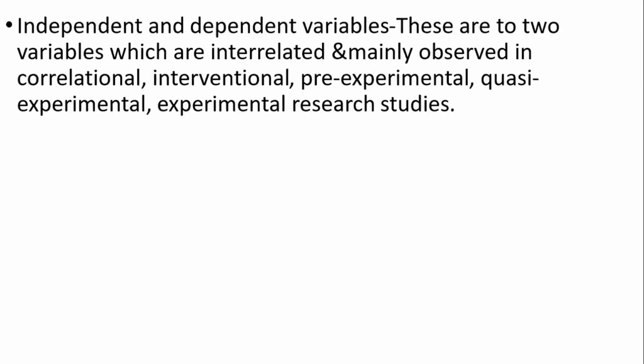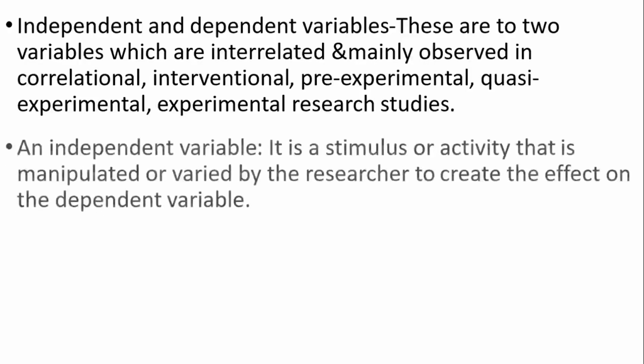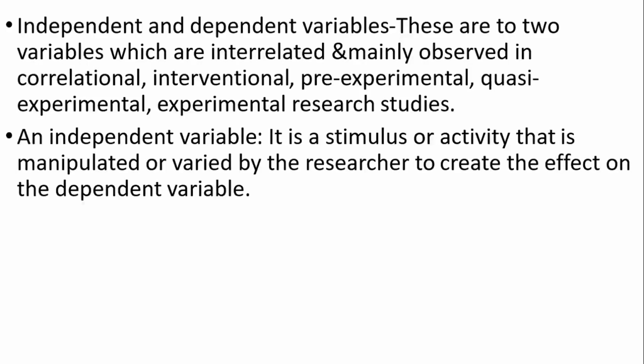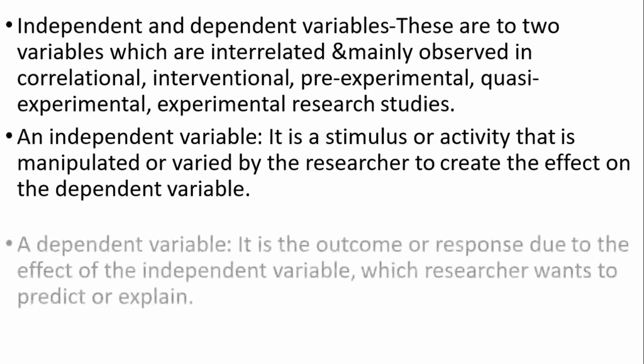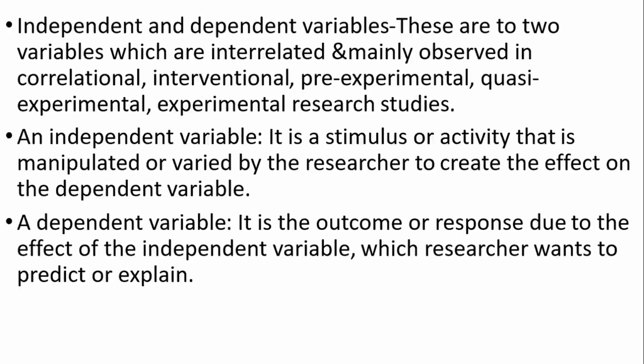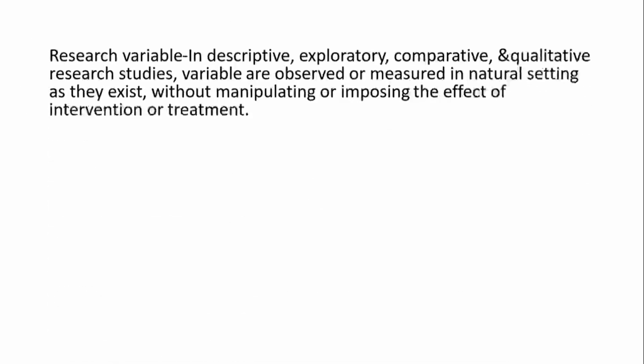Independent and dependent variables are the two interrelated variables mainly observed in correlational, interventional, pre-experimental, quasi-experimental, and experimental research studies. An independent variable is a stimulus or activity that is manipulated or varied by the researcher to create an effect on a dependent variable. A dependent variable is the outcome or response due to the effect of the independent variable, which the researcher wants to predict or explain.